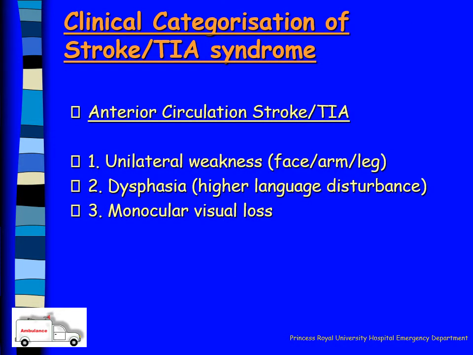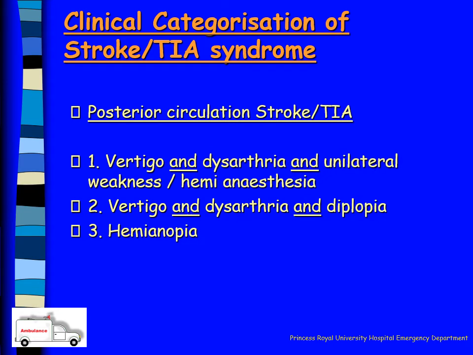So how do we categorise the stroke syndrome? We can look at it as anterior or posterior. The anterior stroke is the common one we see where the patient presents with unilateral weakness. They also have a speech impairment and usually the homonymous hemianopia, so vision loss down one side.